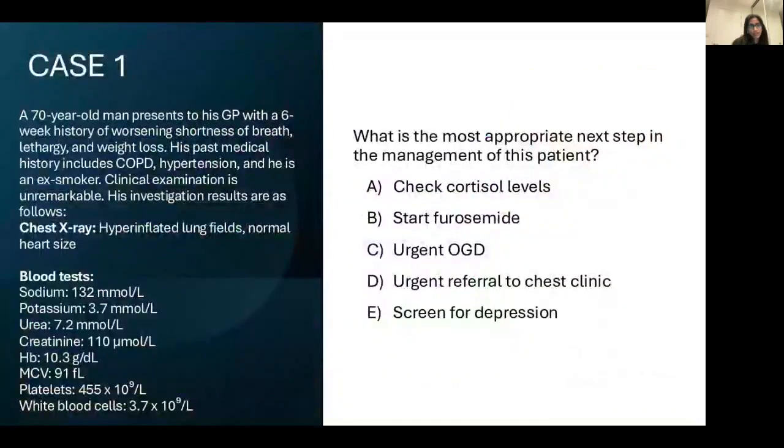Right, so we'll start with case number 1. So we've got a 70-year-old man who presents to his GP with a 6-week history of worsening shortness of breath. He's also very lethargic, and he's noticed some weight loss. His past medical history includes COPD, hypertension, and he's an ex-smoker. The clinical examination is unremarkable, and we've got some blood results here, as well as his chest x-ray, which shows some hyperinflated lung fields, but there is a normal heart size. So I'll just put up a poll here and let me know what you think.